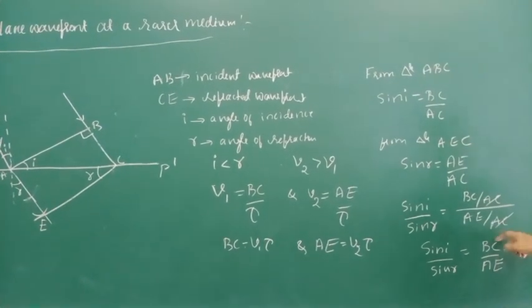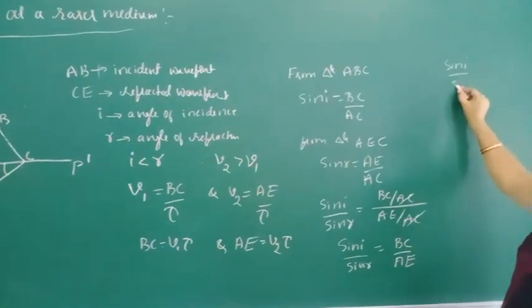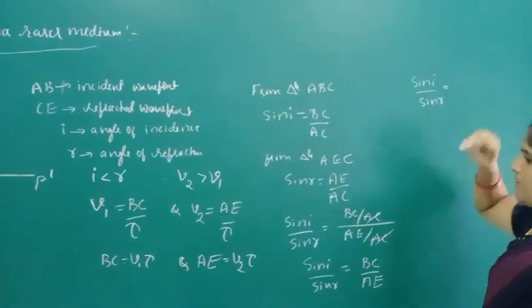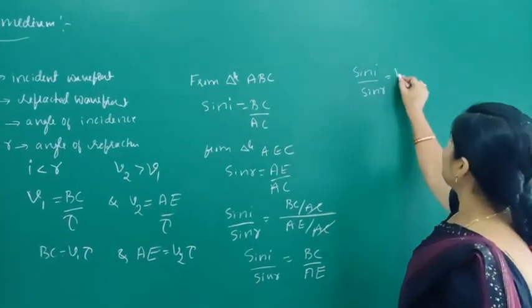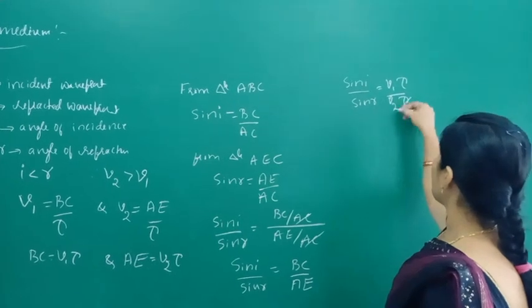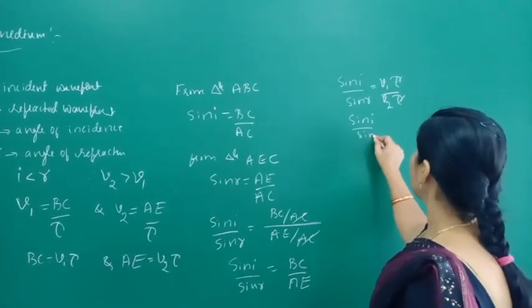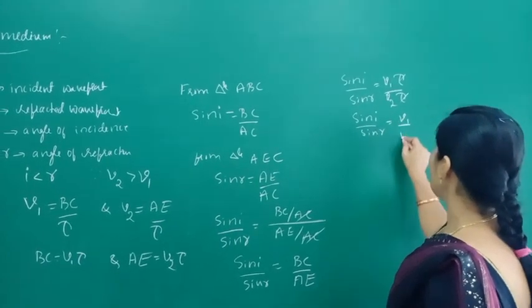Now substitute the value of BC and AE. You get sin i by sin r is equal to, BC is v1 into tau and AE is v2 into tau. So tau will cancel. Remaining is sin i by sin r is equal to v1 by v2.